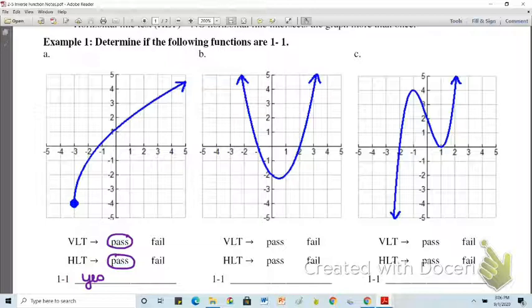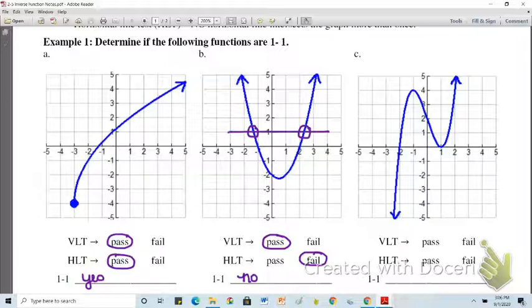Looking at B, vertical line test. No matter where I draw a vertical line, it's only going to hit the graph once. So that's a pass. The horizontal line test is a different story, because as you can see, my horizontal line in numerous places will hit my graph more than once. Therefore, this is a fail. And because it has a fail, it is not one-to-one.